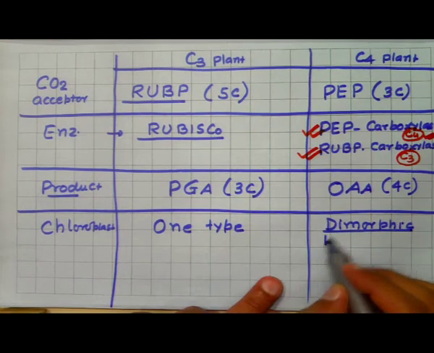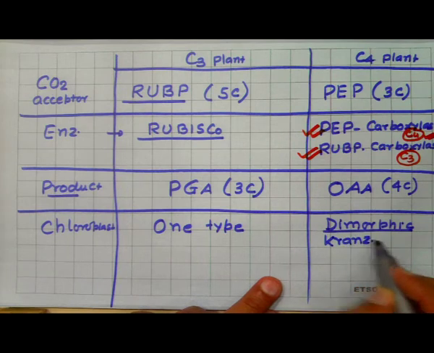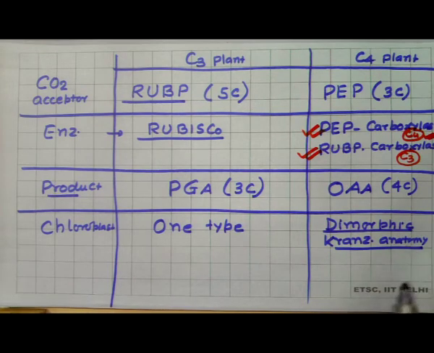Dimorphic nature, that shows the Kranz anatomy, because here the vascular bundle is covered by bundle sheath cell.